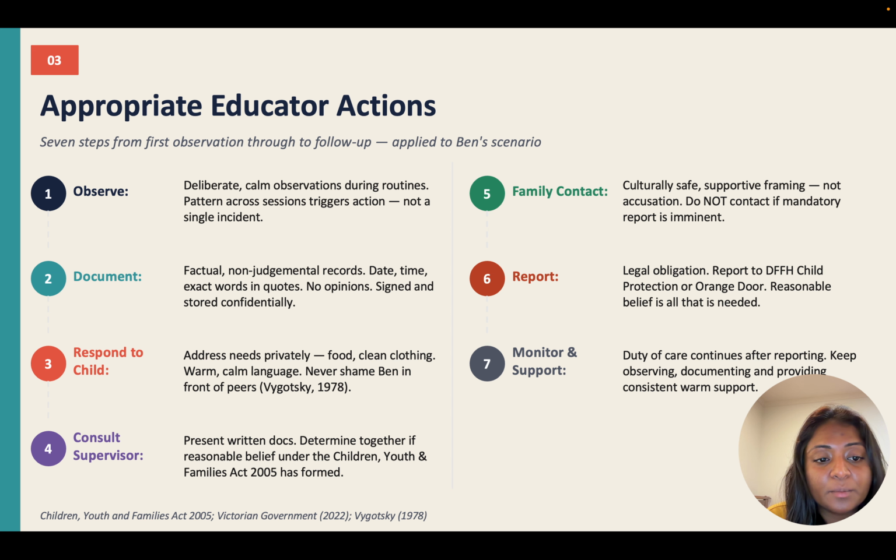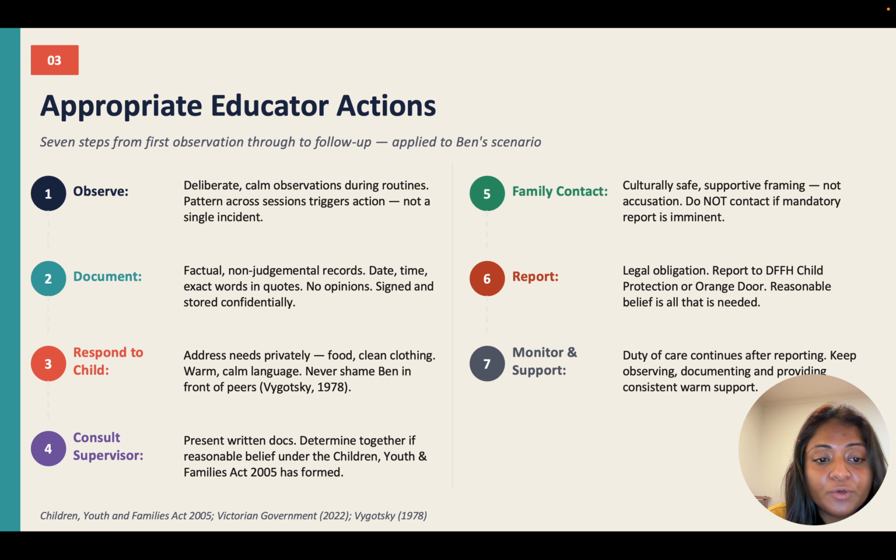So the second step can be documentation. We have to, as educators, document factual and non-judgmental records by including date, time, and the exact words in quotes of the child. There should not be any opinions and judgments, and it should be signed and stored confidentially.